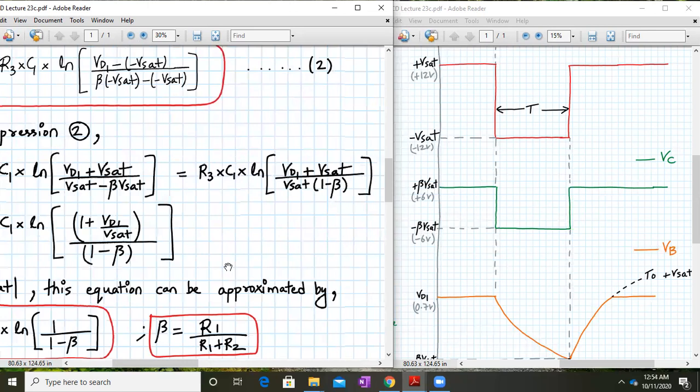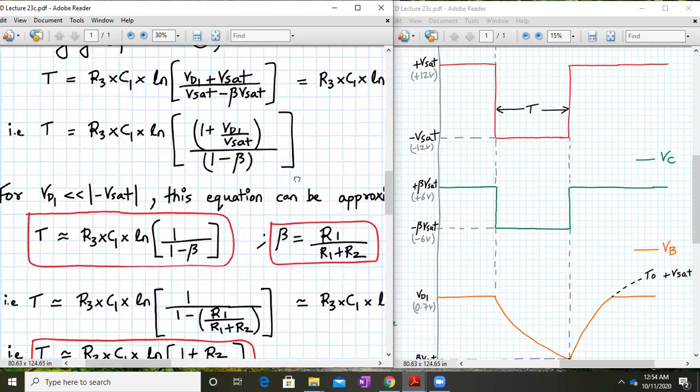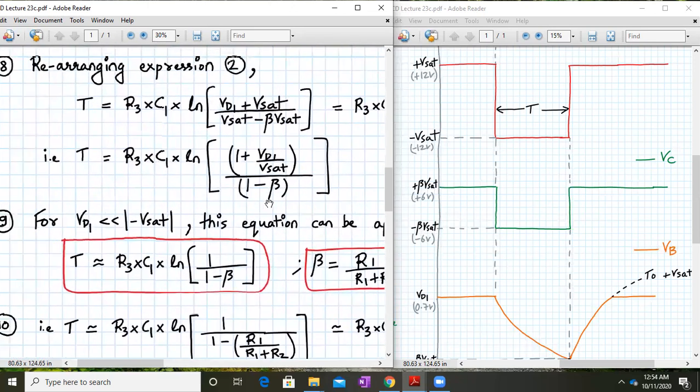So what we have done again, we have divided the numerator and denominator inside the natural log by VSAT. Now, if we consider one fact, normally VSAT is a very high value, close to VCC, and VD1 is a very low value, around 0.7, not more than that. So 0.7 is very much lesser compared to, if a supply voltage is around plus 15 or minus 15, the VSAT value is close to that.